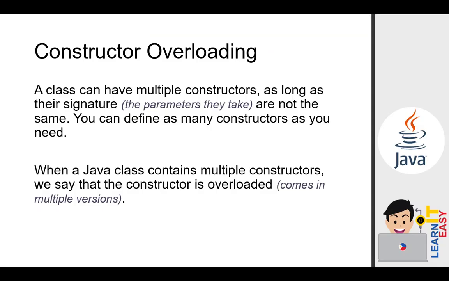Okay, next topic naman natin is constructor overloading. Since ang constructor ay method, no? Kung ang method pwede nating i-overload, ang constructor pwede rin natin silang i-overload. A class can have multiple constructors as long as their signature or yung parameters that they take are not the same. You can define as many constructors as you need. When a Java class contains multiple constructors, we say that the constructor is overloaded or comes in multiple versions. Remember the very reason kung bakit tayo nag-overload. It is to make multiple copies ng iisang method na tatanggap ng iba't ibang parameters.